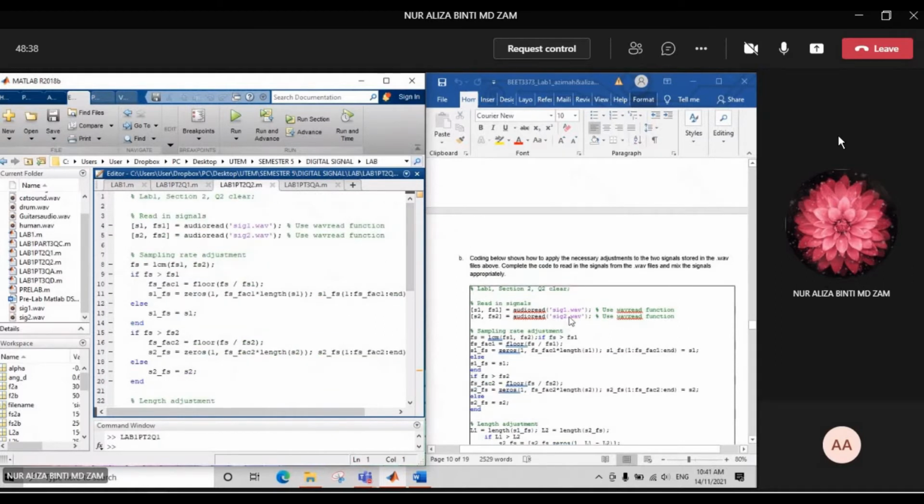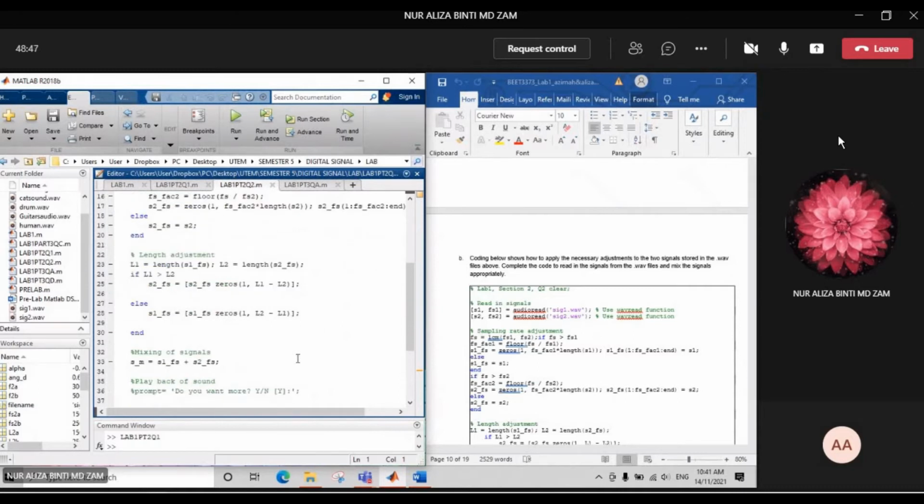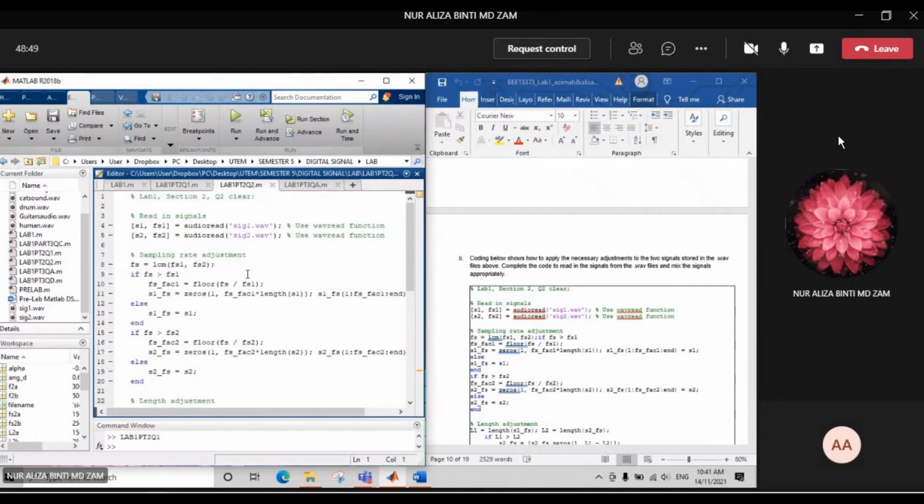For the next question, we have to use the audio read function to hear what the sound is like.